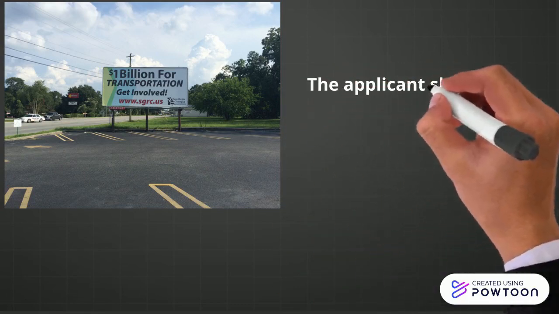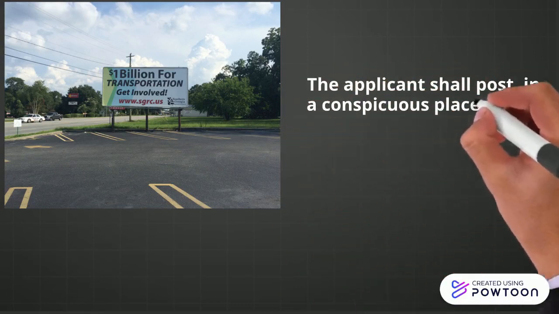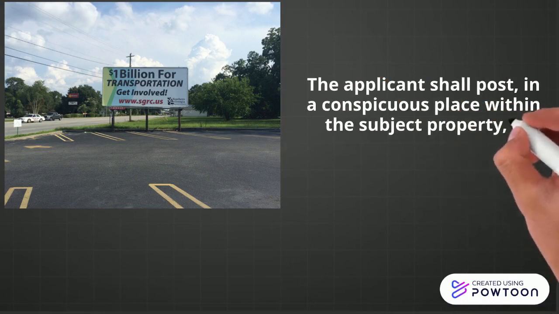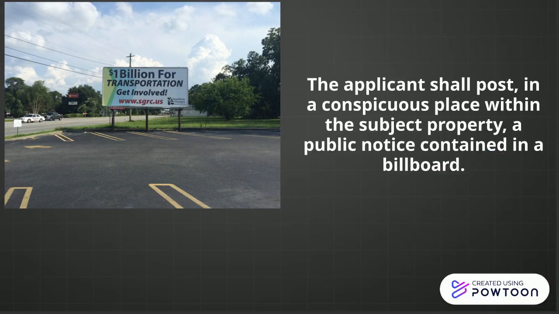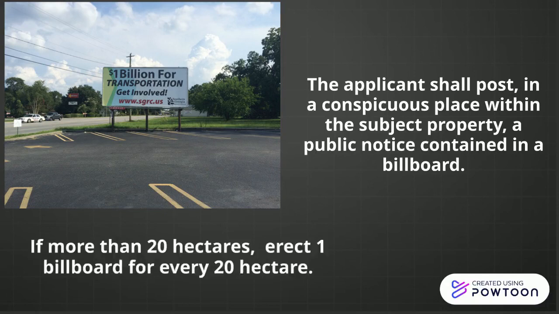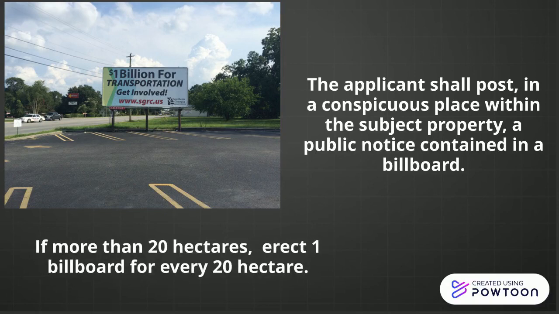The applicant shall post in a conspicuous place within the subject property a public notice contained in a billboard made of strong weather-resistant material such as plywood, galvanized iron, tin, Panaflex, or other similar durable material, measuring 1.22 meters by 2.44 meters or 4 feet by 8 feet. And if the land holding is an area of more than 20 hectares, the applicant shall erect one billboard for every 20 hectares on strategic and visible points in the land holding, preferably along the road.